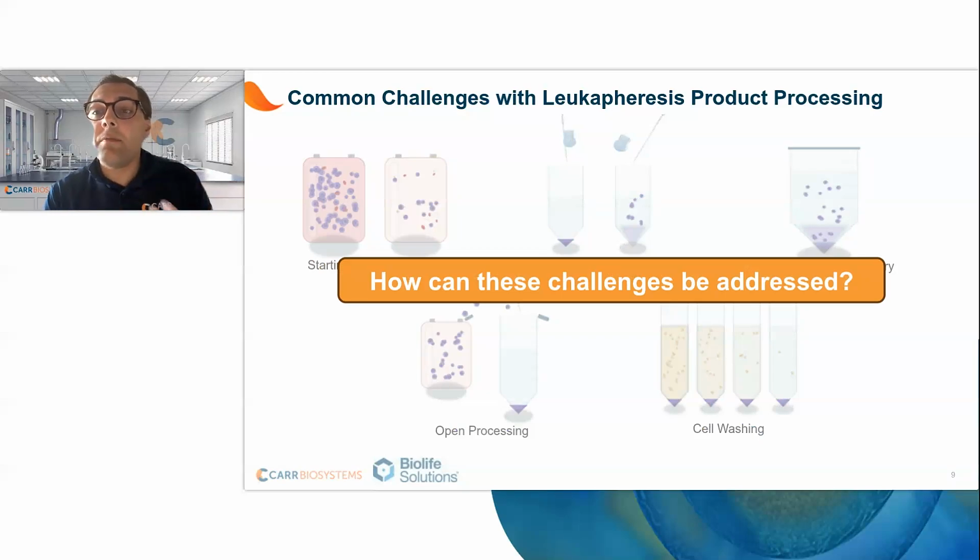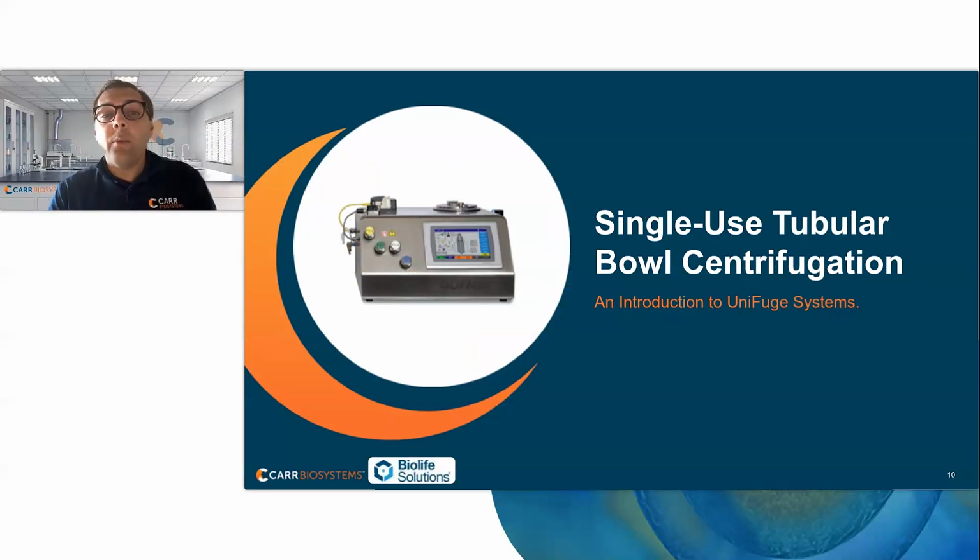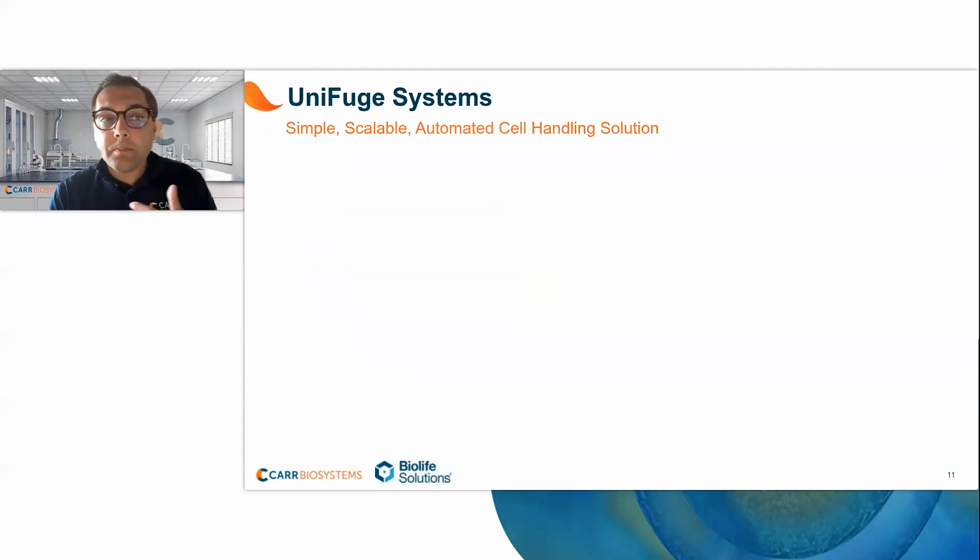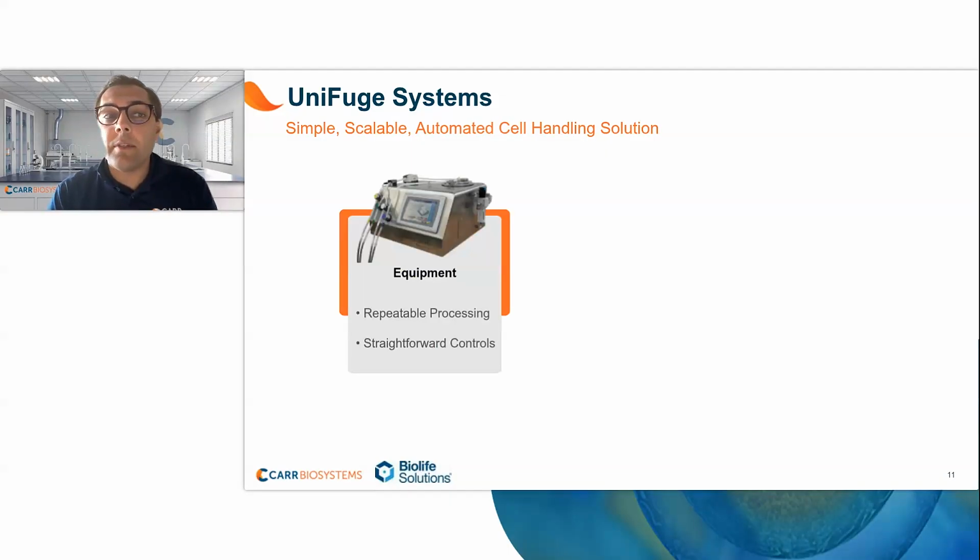So how can some of these challenges be addressed? With that, I wanted to introduce single-use tubular bowl centrifugation, or the Unifuge, which can be utilized to help combat most of these challenges. Whether at that initial Leukopak harvest, all the way into the final cell harvest, or for a pre-formulation step, the Unifuge enables reliable, scalable, and simple processing of cells.